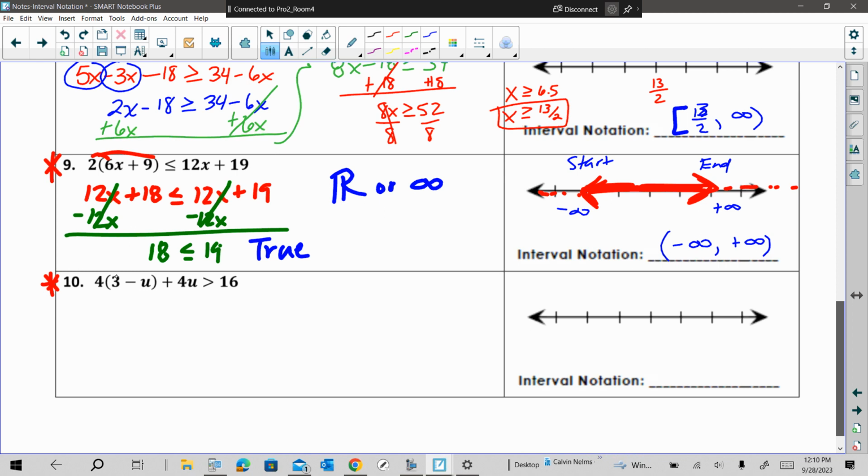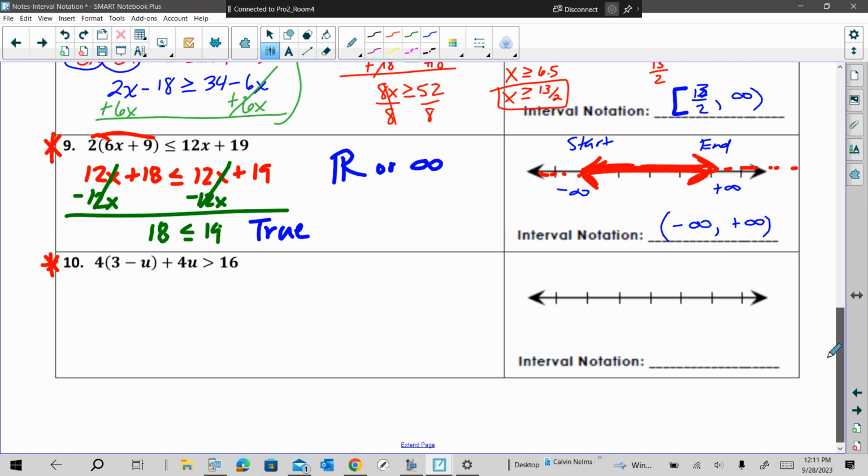Okay, so you can still have a true statement, which is our real numbers. Now, if you get a false statement, that's an example here on 10. So let me show you here. If we distribute first, that's 12 minus 4u plus 4u is greater than 16. Oh, that's a u, sorry. It's supposed to be a u. All right, right here, negative 4u plus 4u, those cancel, that becomes 0. 12 is greater than 16, that's a false statement.